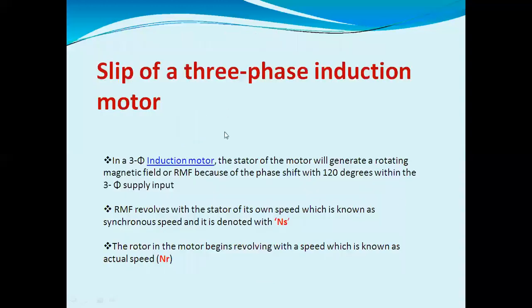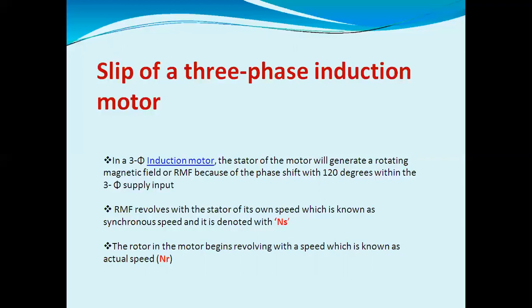So another concept is the slip of a three-phase induction motor. It is clear from the previous discussion that there are two speeds that we have seen. One is the speed of the rotating magnetic field, called the synchronous speed, that is 120f by P, the mathematical calculation. And another is the rotor speed, called Nr. And it is clear from our discussion that the speed of the rotating magnetic field, that is Ns, is always greater than the speed of the rotor, that is Nr.